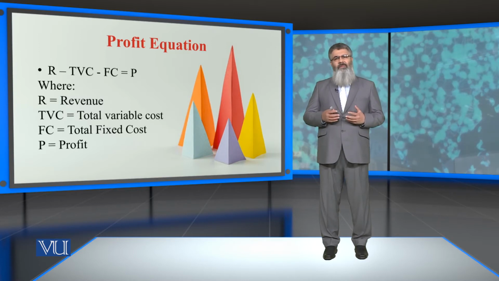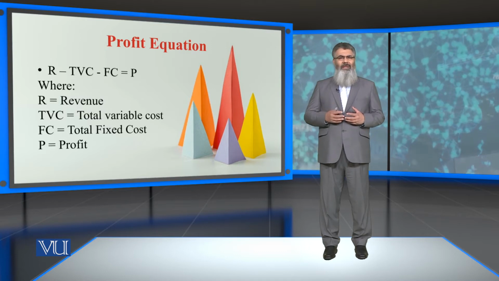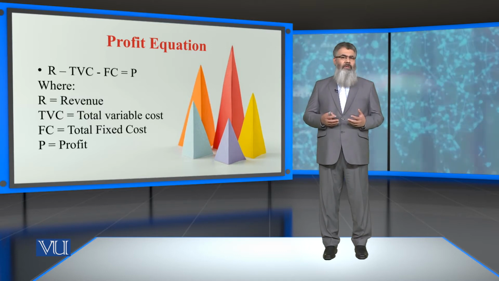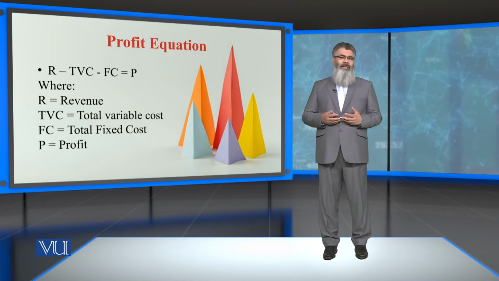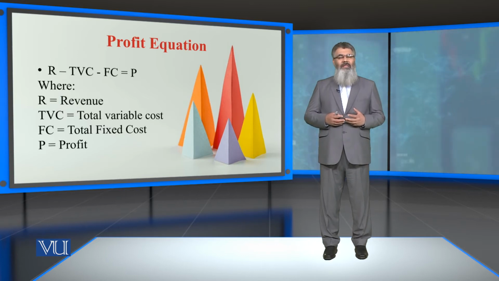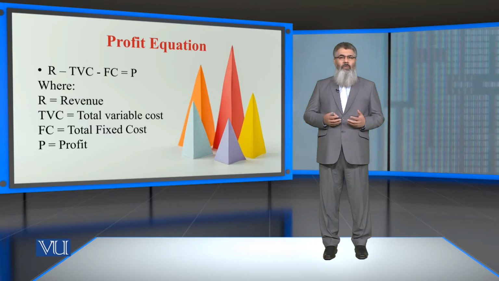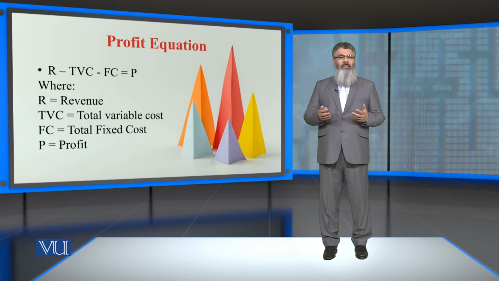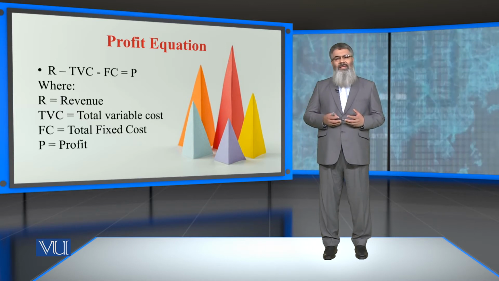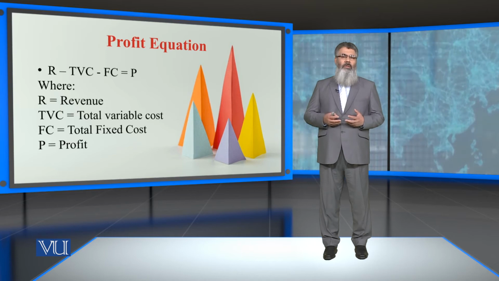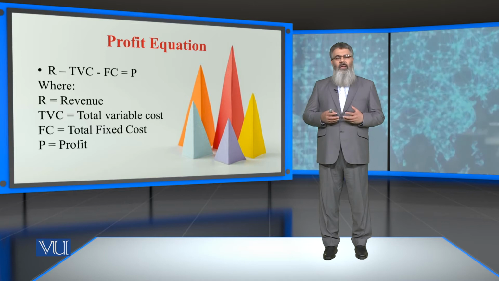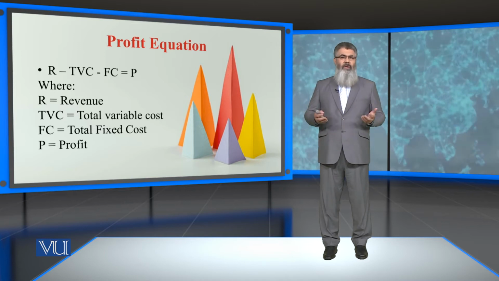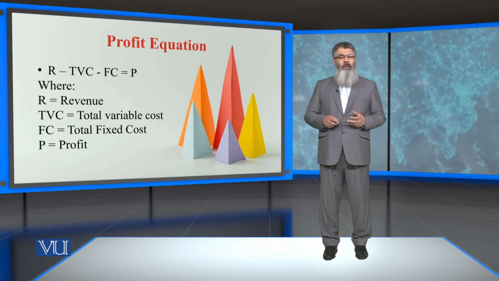Now, but what we have done here is that we have segregated the two costs for the purpose of CVP analysis, and you can see that the equation looks like this. R minus TVC minus FC is equal to P, where R is the revenue that we generate from the sale of the units that we have produced. TVC is the total variable cost, and FC is the total fixed cost. So if we subtract total variable and fixed costs out of our revenue, we get the amount of profit.